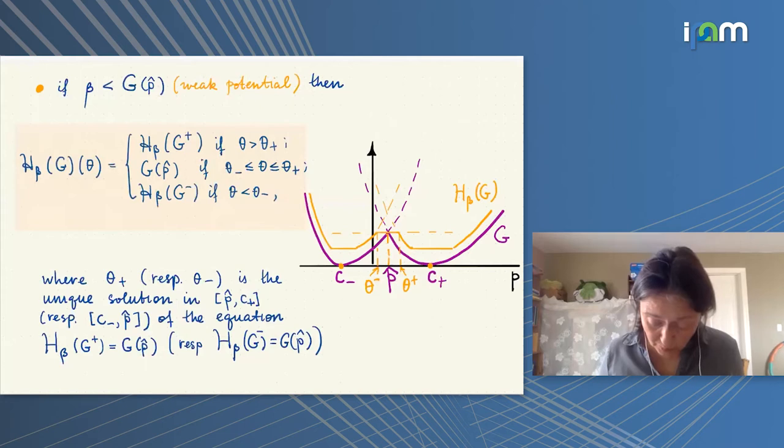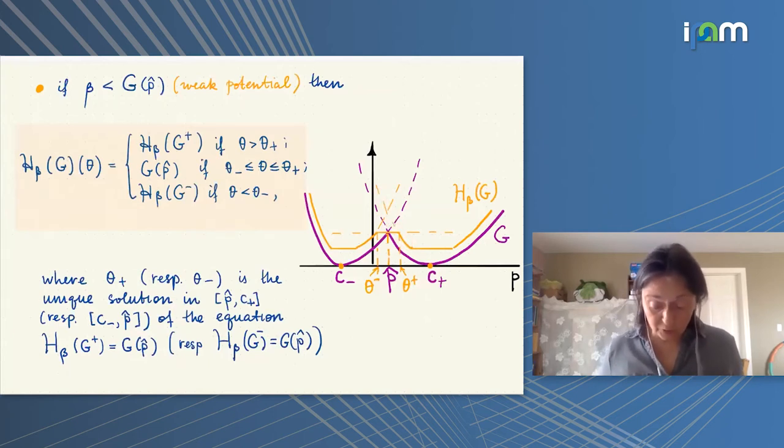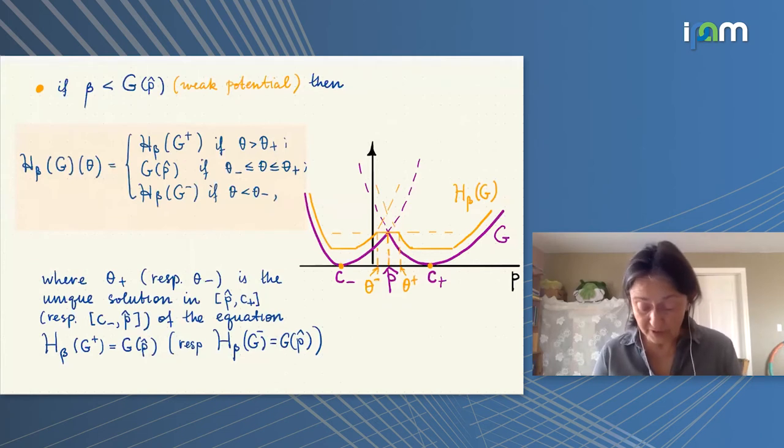So these points are just intersection points of the horizontal line at the height G of P hat and the effective Hamiltonian for G minus. And here also is the intersection of the horizontal line at the height G of P hat and the effective Hamiltonian for G plus. So this is our first theorem, which generalizes what Attila talked about, the previous result.